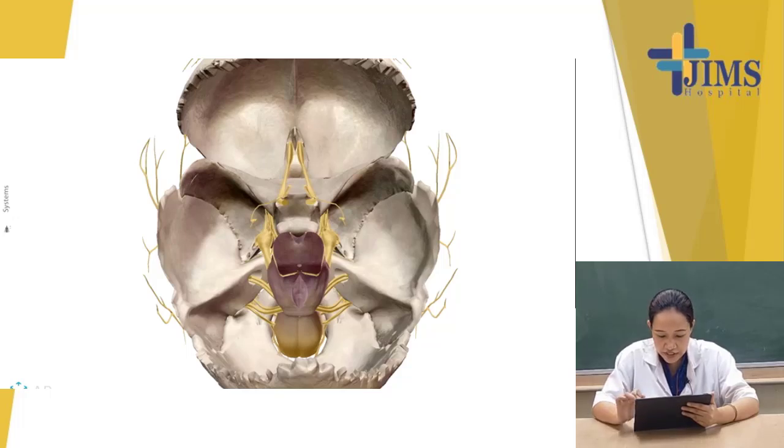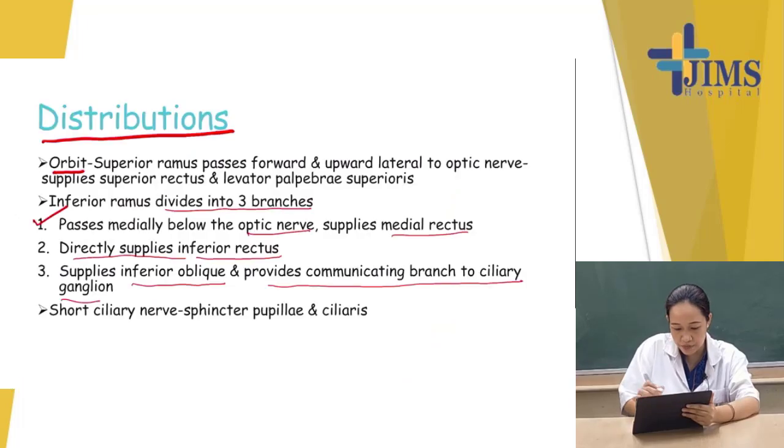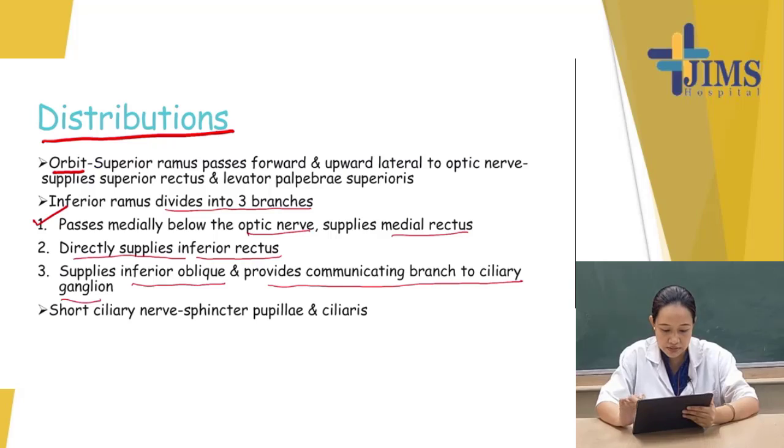Next we have the inferior ramus. This inferior ramus divides into 3 branches. One which passes medially below the optic nerve supplies the medial rectus. The second one supplies directly the inferior rectus, and the third one supplies the inferior oblique, and it provides a communicating branch to the ciliary ganglion, through which it supplies the sphincter pupillae and the ciliaris muscle.